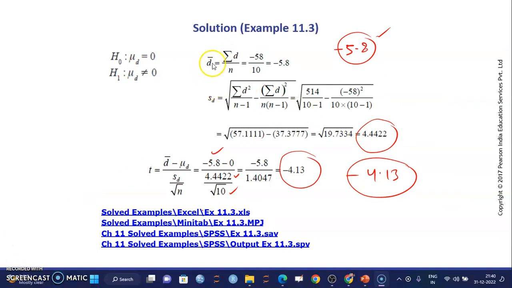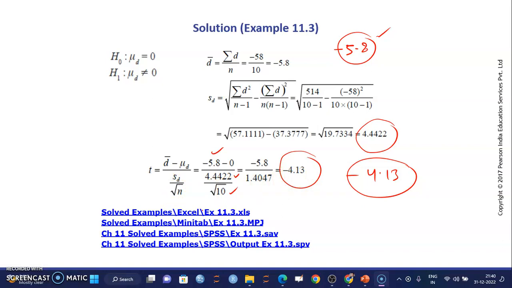So here we have calculated d bar. D bar is the sum of all d values divided by the sample size. So minus 58 divided by 10, that is minus 5.8. Here we have calculated the standard deviation of d, that is 4.4422, and we plug in all the values to calculate the t value. The t value is minus 4.13.